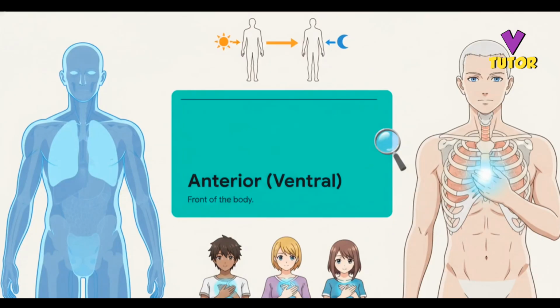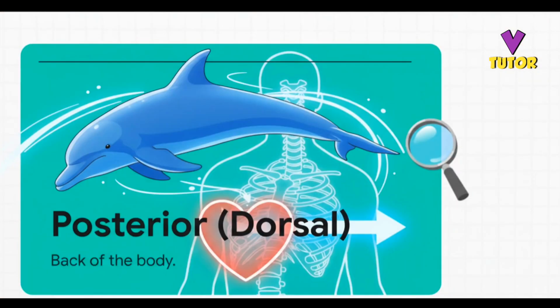All right, next up, how do we talk about the front? The term for that is anterior. It just refers to the front side of the body. So for example, your breastbone is anterior to your spine. And on the flip side, we have posterior, which, you guessed it, means the back of the body. Your spine is posterior to your heart.